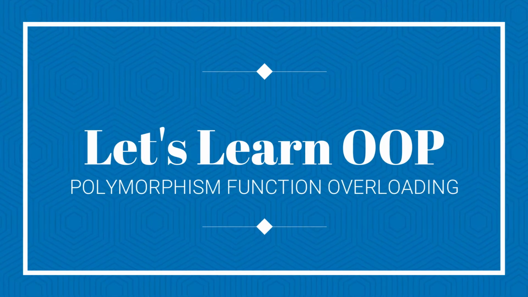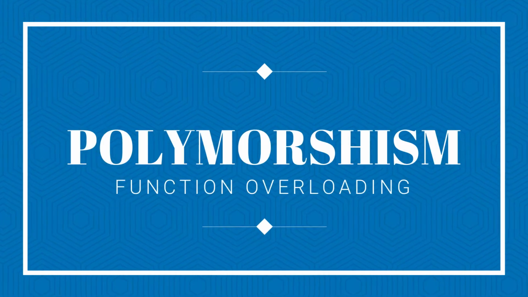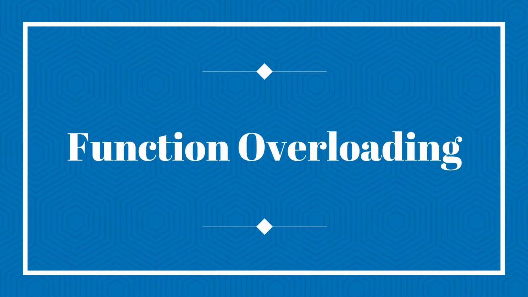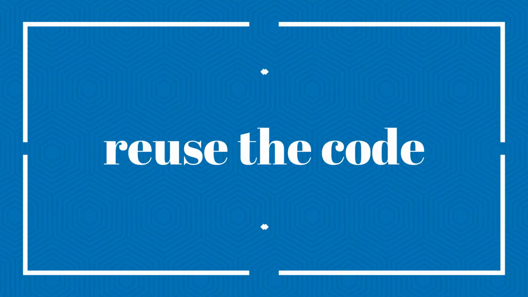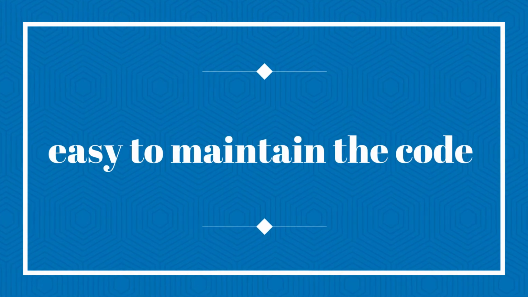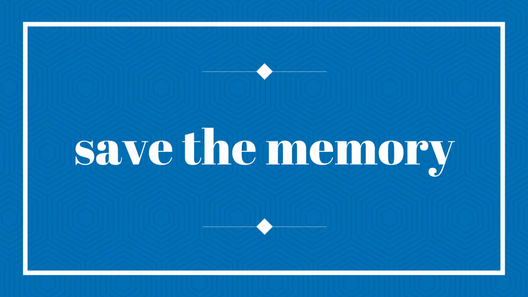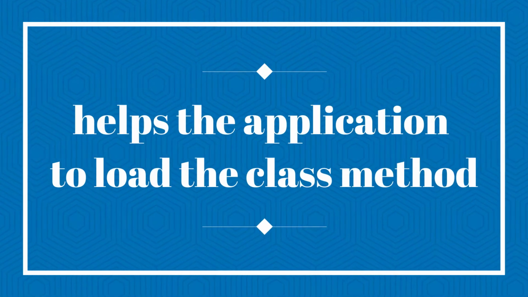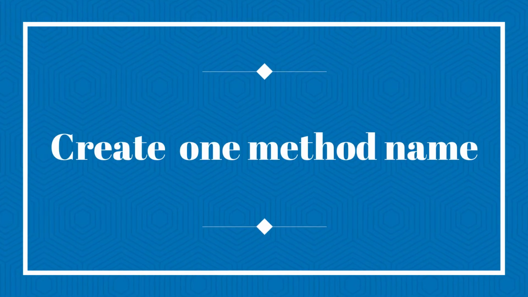For this video, I will be demonstrating a polymorphism type of object-oriented programming, implementing function overloading. The reason behind function overloading is you can reuse the code, speed up the execution of your program, easily maintain the code, save memory, and it also helps the application load the class method based on the type of the parameter. Okay, let's start our demonstration.